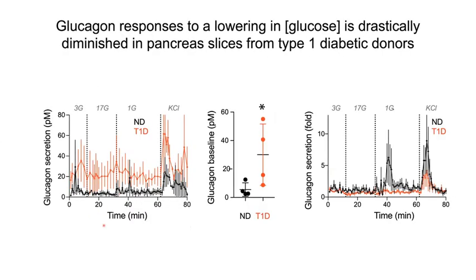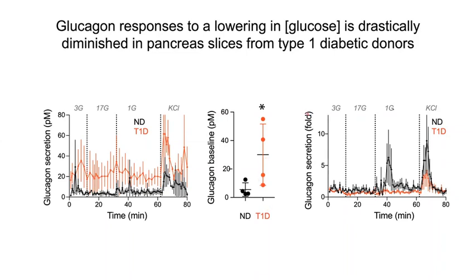We use pancreas slices, again, from nPOT. And this is glucagon secretion from slices. You can see in red the recordings from slices from type 1 diabetic donors. And you can see that the baseline level of glucagon secretion is higher than in the control non-diabetic donors. And this is plotted here in the middle. Here you can see a quantification from 4 different patients compared to 4 different non-diabetic donors.